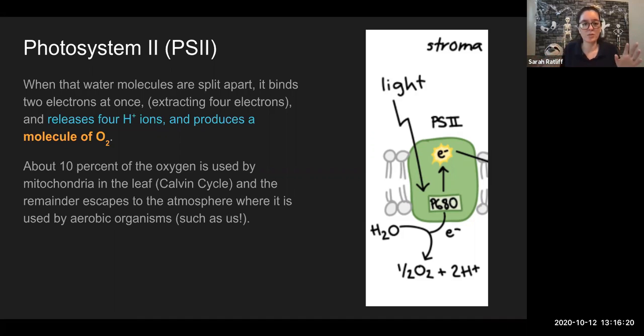We don't need that O2. But we're going to keep those hydrogen ions. Those hydrogen ions are going to be super important in a little bit.